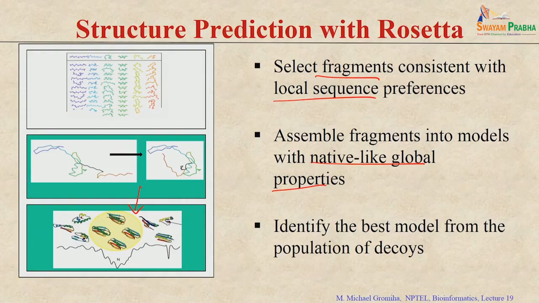Even IIT Madras, IIT Delhi Professor Jayaram developed a server called Bhageerath. That is also based on the ab initio modeling technique. That also has reasonably good accuracy if the residues are less than 100 residues, if the protein is smaller in size. So, there is another method that is called threading or fold recognition.